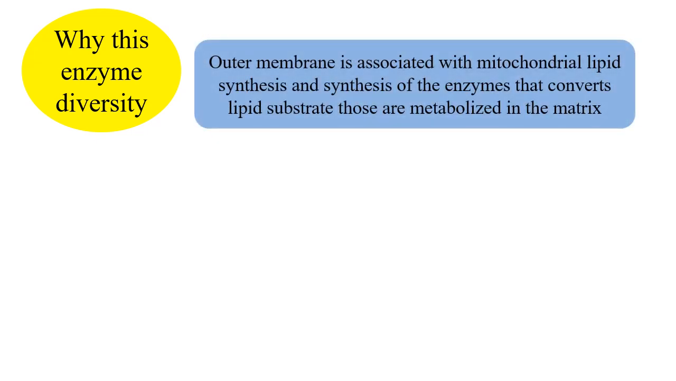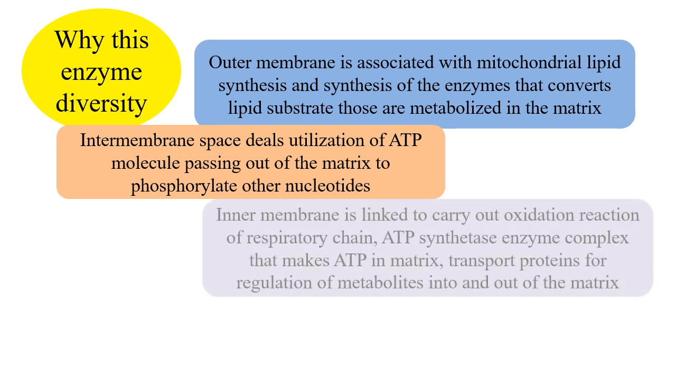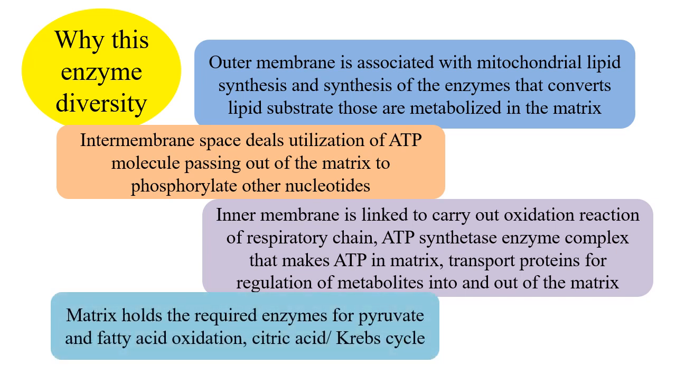Just for an idea, an outline of functions has been given. The outer membrane is associated with mitochondrial lipid synthesis and synthesis of the enzymes that convert lipid substrate. Those are metabolized in the matrix. The intermembrane space deals with utilization of ATP molecules passing out of the matrix to phosphorylate other nucleotides. The inner membrane is linked to carrying out oxidation reactions of the respiratory chain, the ATP synthetase enzyme complex that makes ATP in the matrix, and transport proteins for regulation of metabolites into and out of the matrix. The mitochondrial matrix holds the required enzymes for pyruvate and fatty acid oxidation, and the citric acid or Krebs cycle.